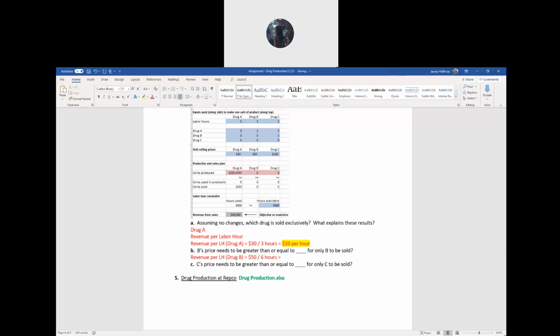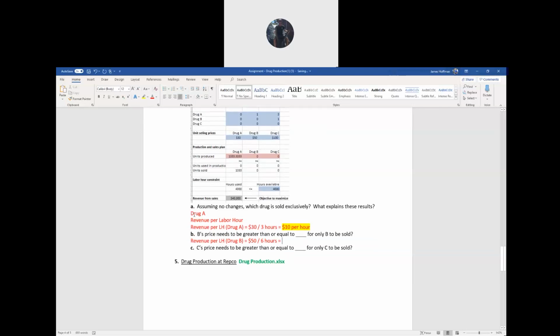Which is going to give us less than $10 per hour. I don't know exactly, but 50 divided by 6 is like 8.50 or something. Yeah, it's 8.33.